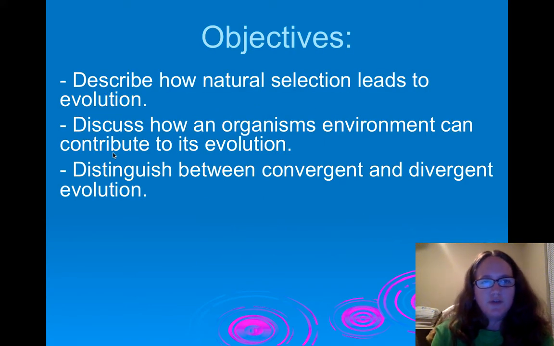After this video, you should be able to describe how natural selection leads to evolution, discuss how an organism's environment can contribute to its evolution, and be able to distinguish between convergent and divergent evolution.